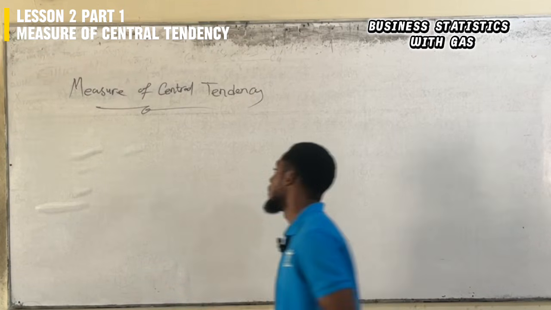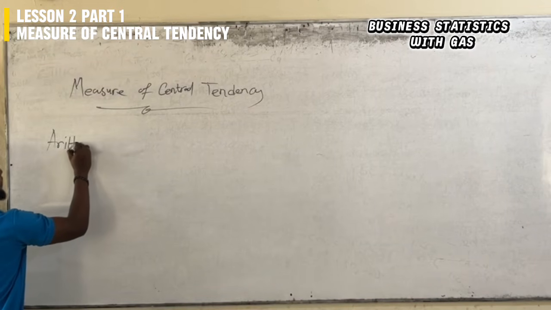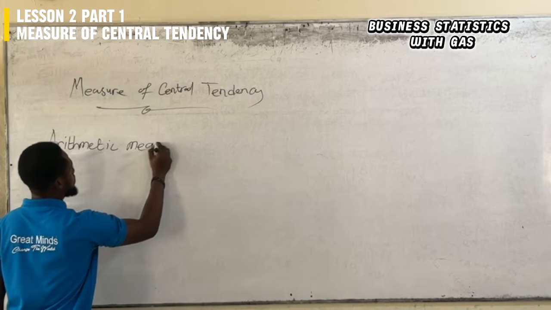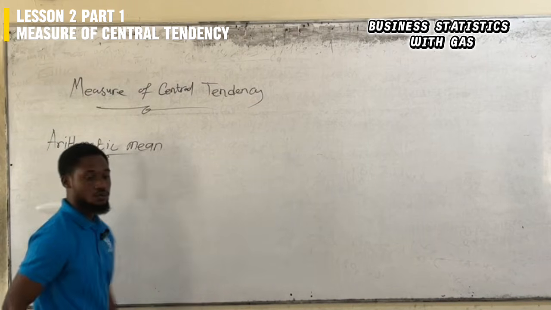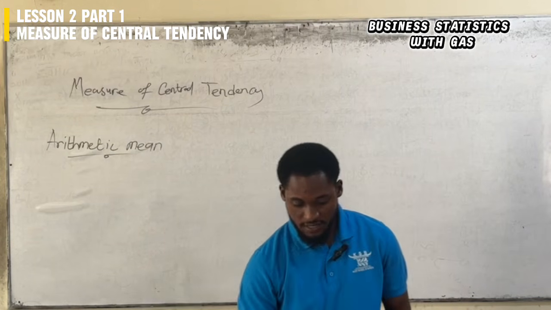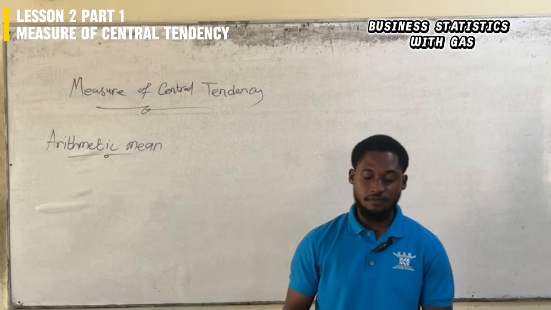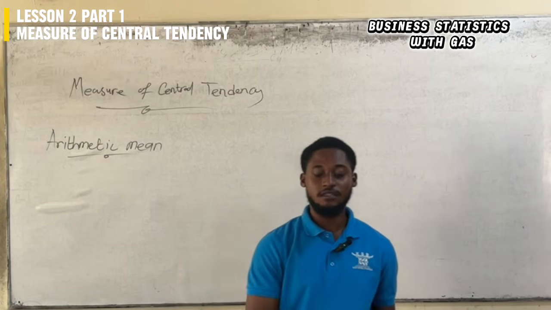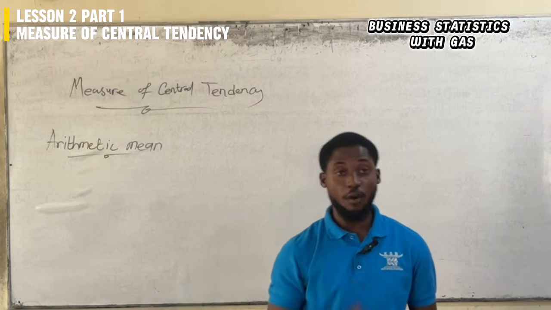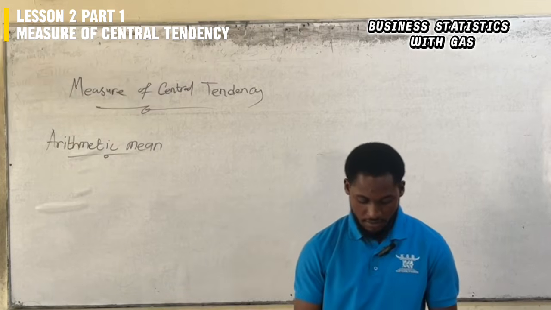So to begin with, arithmetic mean. The arithmetic mean is the usual one we all know. Under this measure of central tendency, there are two main calculations, which are the arithmetic mean for the population and the arithmetic mean for the sample. So we will proceed with population mean. And it comes along with a formula.